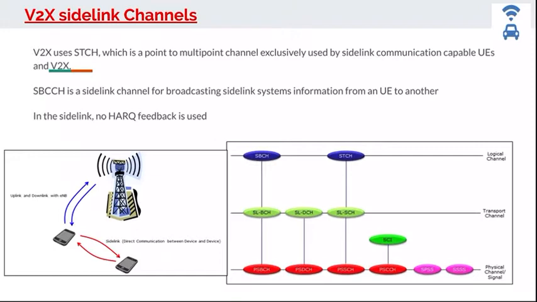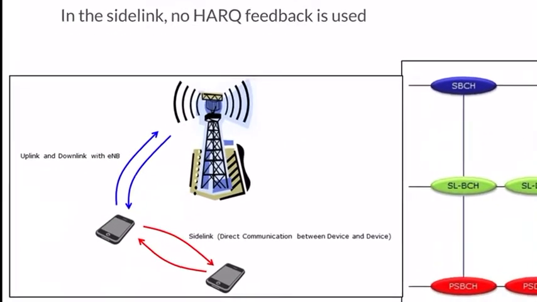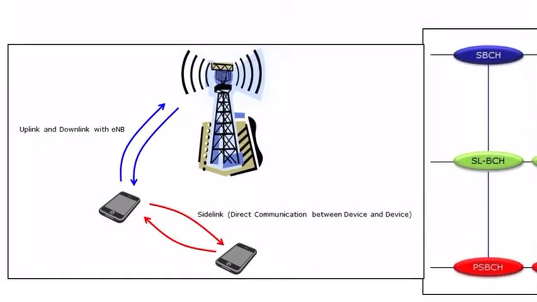Next, we'll be looking at the channels V2X technology uses in SideLink. And for the record, SideLink is an adaptation of the core LTE standard that allows direct communication between 2 devices without going through a base station, as seen in the picture.